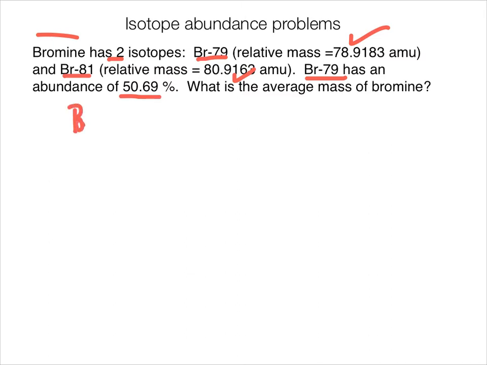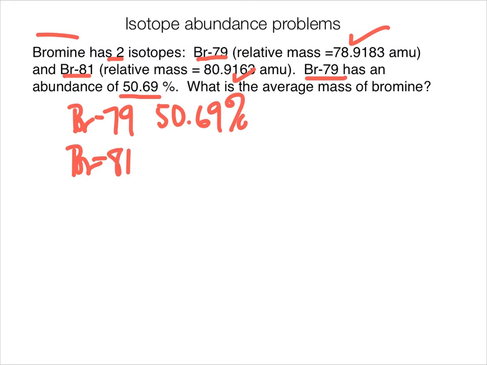I'm going to write that down. Bromine 79 is 50.69. Hey, if there are only 2 isotopes, I guess then we know the percent abundance of the other one, even though they didn't tell us. If there are only 2 isotopes and one of them is 50.69, the other one is 100% minus that. So what would that be? 49.31%. So I just subtracted from 100 to figure that out.